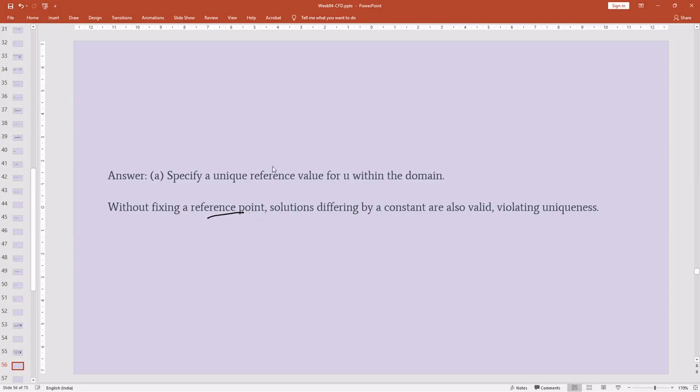If we assign the u value to random reference points, we still get a solution, but the arrangement of u inside the domain will change and it will violate uniqueness. So we need some value of u at a particular reference point. Then only we can solve it with a unique solution.